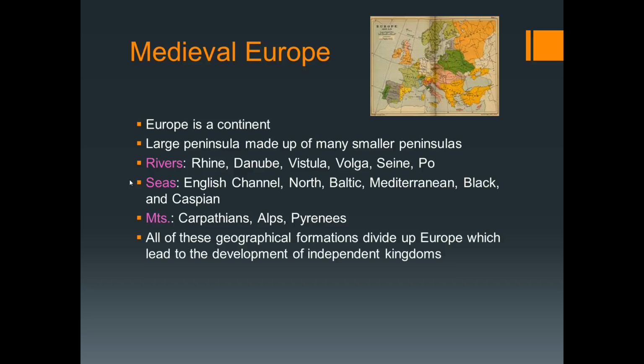You have various seas: the English Channel, the North, the Baltic, the Mediterranean, the Black, the Caspian. You have the Carpathian Mountains, the Alps, the Pyrenees. And all these geographical formations have divided up Europe, which led to the development of all these independent kingdoms. Kind of like in Greece, how the mountains and the islands led to the development of all the different Greek city-states. Well, during the medieval times and throughout the history of Europe, these kingdoms were divided, and these countries a lot of times were divided by these various geographical formations.